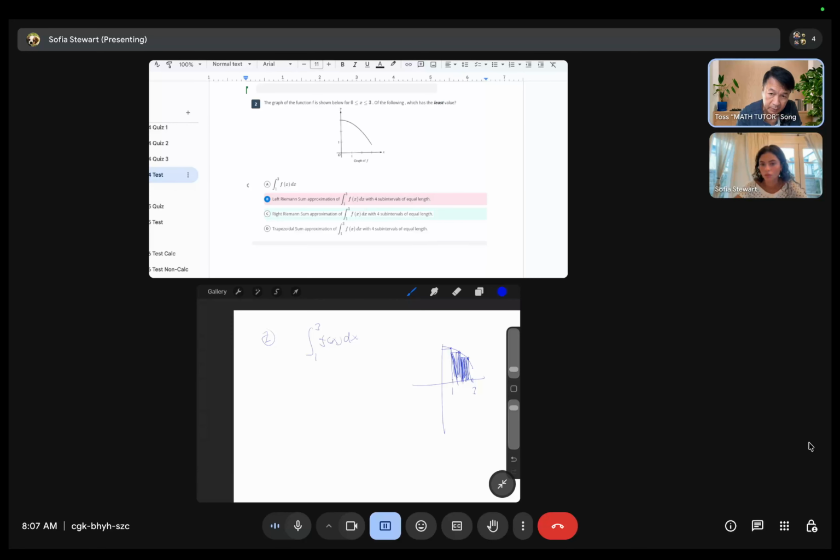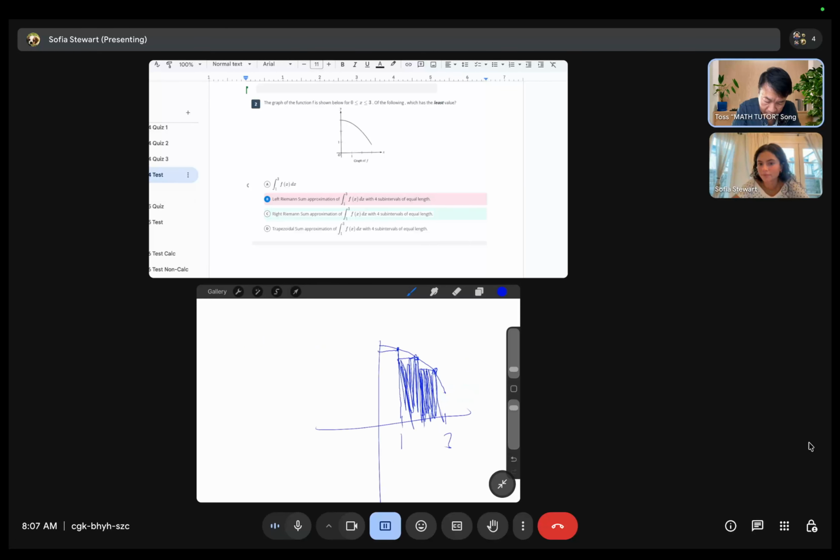You can have multiple rectangles in there, but I just use 2 to show you why it's least, because you have gaps in there. You see it? You have gaps right there. So it should be the right hand. So it should be C.